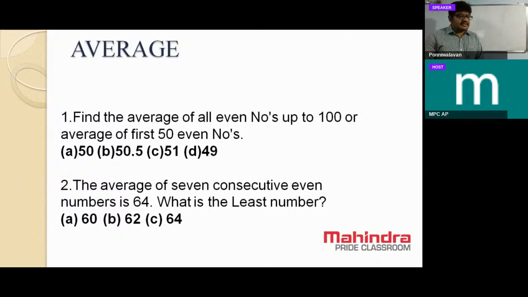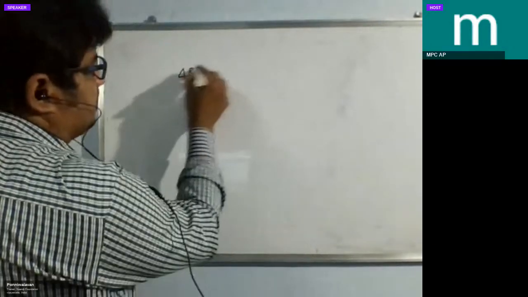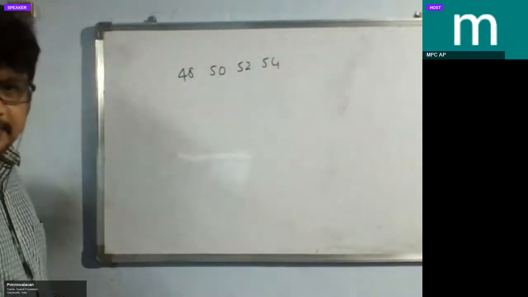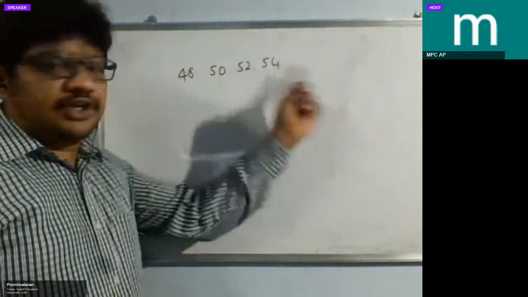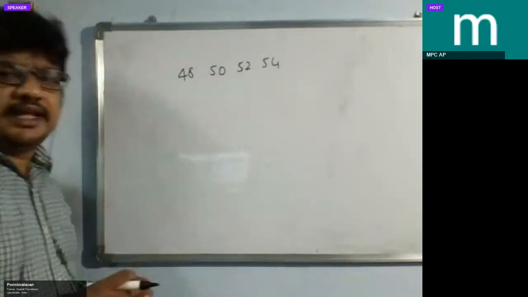Okay, average of 7 consecutive even numbers. What is the meaning of consecutive even numbers? Consecutive even number means continuous even number. For example, it may be 48, 50, 52, 54. It goes on like this. If it is consecutive even numbers, is it AP or not?